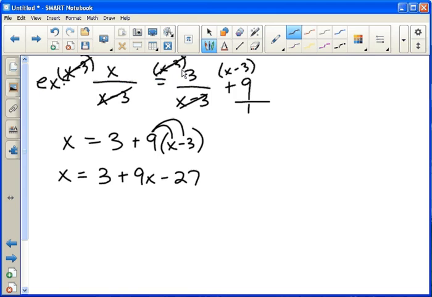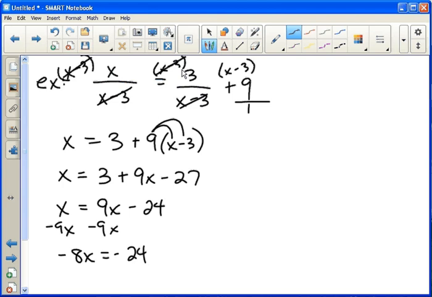Okay, I can go ahead and say 3 minus 27, and that will give me negative 24. Then I can subtract 9x from both sides, get negative 8x equals negative 24, and then divide both sides by negative 8. And you get x equals 3.